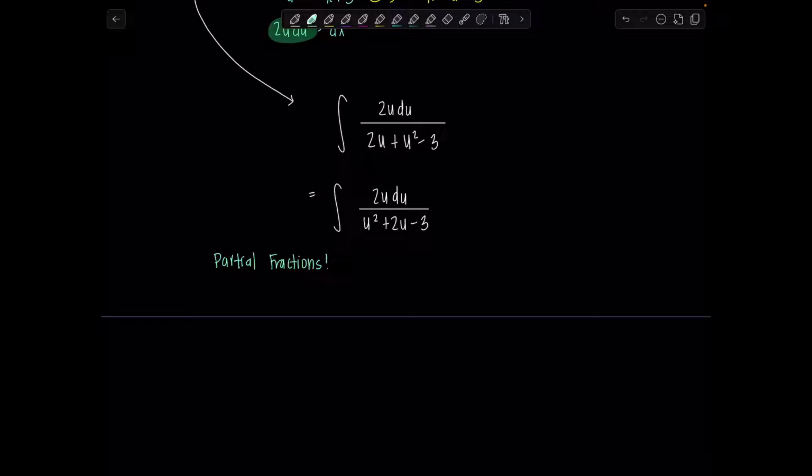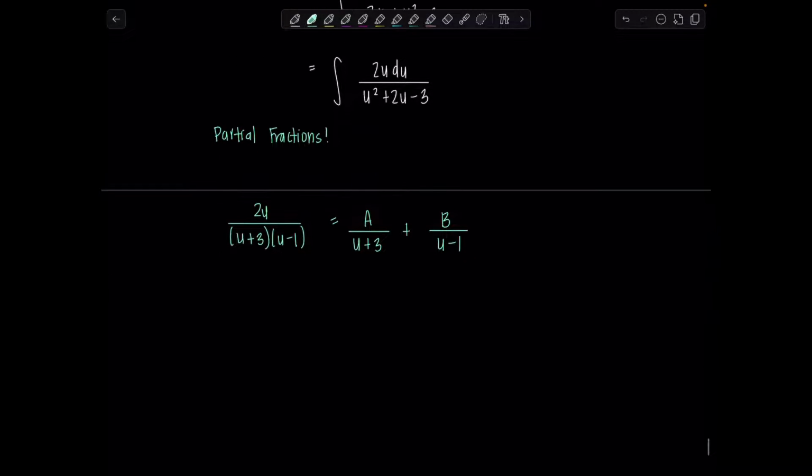Okay. So we've got 2u over, the denominator factors into u plus 3 times u minus 1. Each of those is a linear factor and it's not repeated. So we'll just have constants in the numerators. A over u plus 3 plus B over u minus 1. And then multiply everything through by the LCD, because remember our goal is to solve for A and B. So I'm multiplying by u plus 3, u minus 1. So over here we've got 2u equals A times u minus 1 plus B times u plus 3.